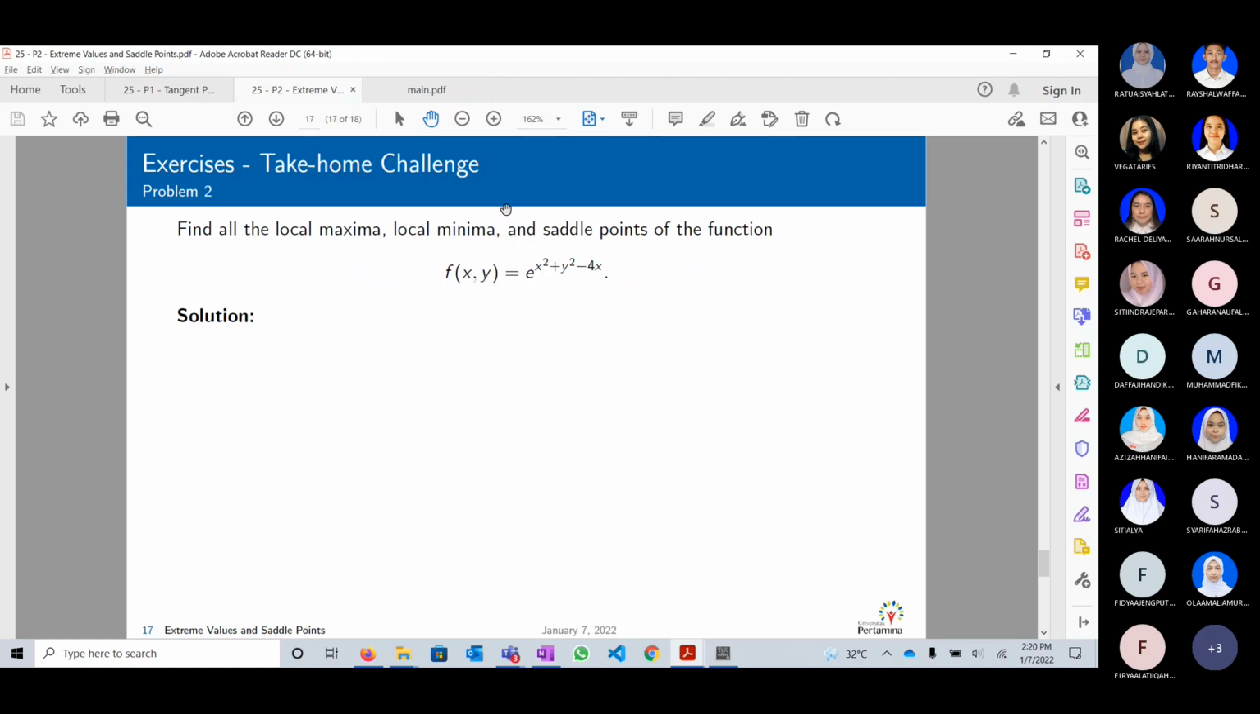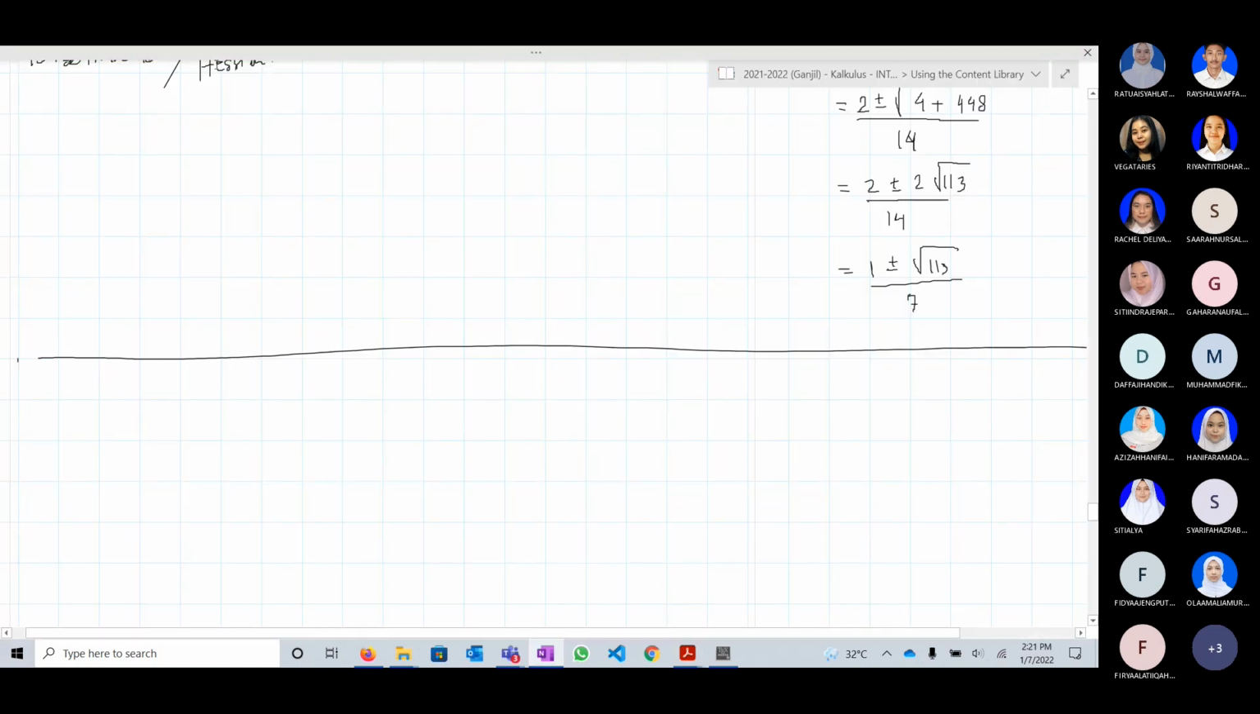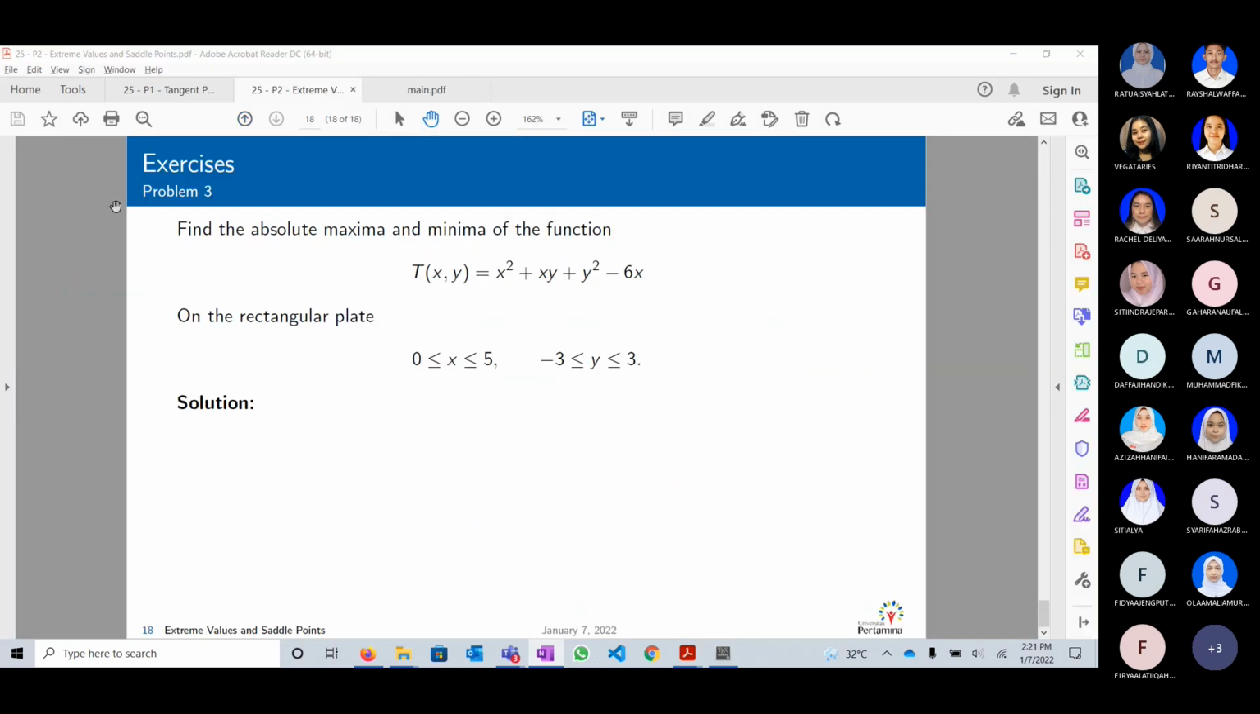Next, this one is for you to try at home, and this should be easier than the previous one, the one that we just discussed. Now, this is the next exercise that we want to discuss.